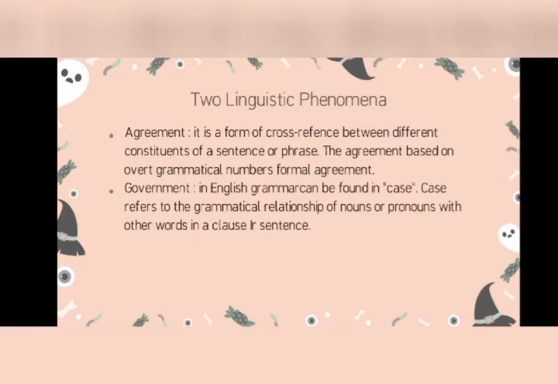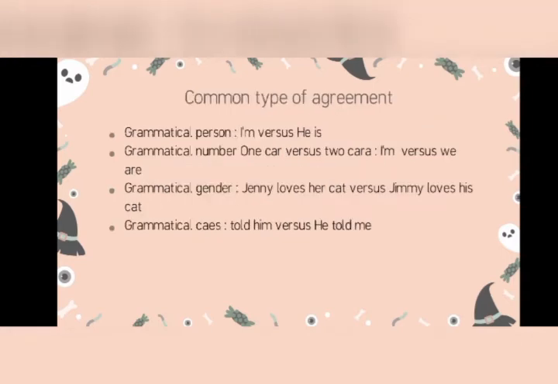And then government in English grammar can be found in case. Case refers to the grammatical relationship of nouns or pronouns with other words in a clause or sentence. And then common types of agreement: grammatical person, that is I am versus he is. Grammatical number, one car versus two cars, I am versus we are. Grammatical gender, Jenny loves her cat versus Jimmy loves his cat. Grammatical case, I told him versus he told me.